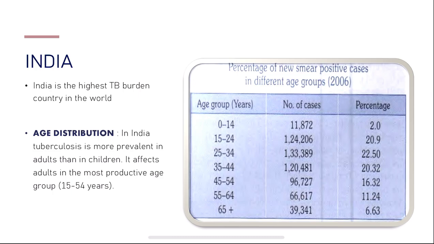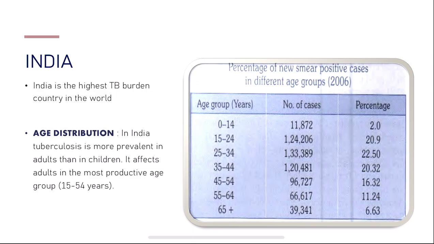India is the highest TB burden country in the world. So we see that TB in India is the highest burden, and it is ranking 6th in the world. The age distribution: in India, TB is more prevalently seen in adults than in children. It affects the adults in the most productive age group.